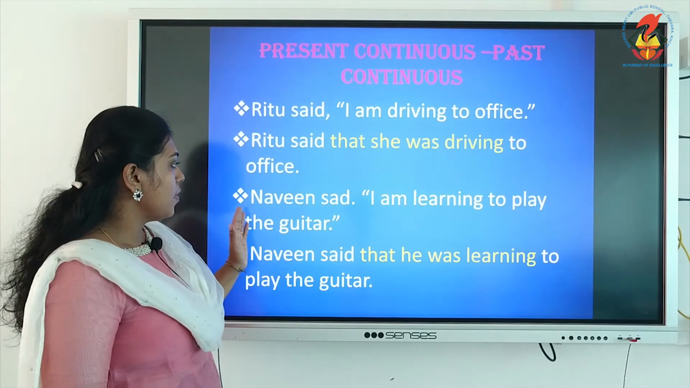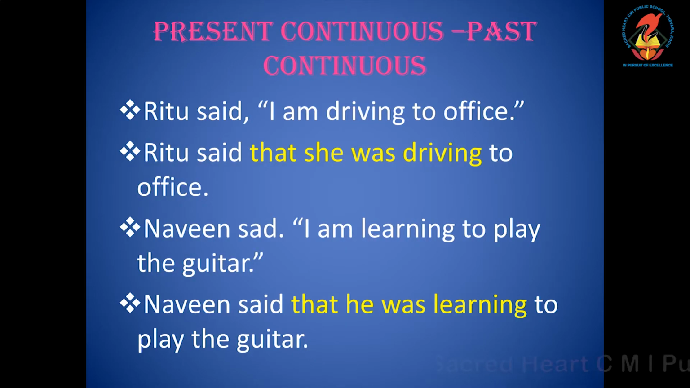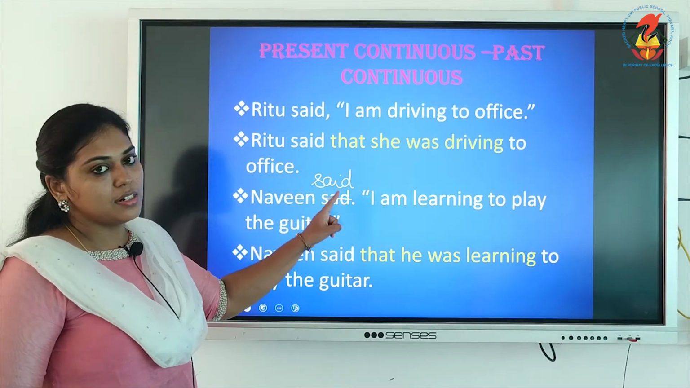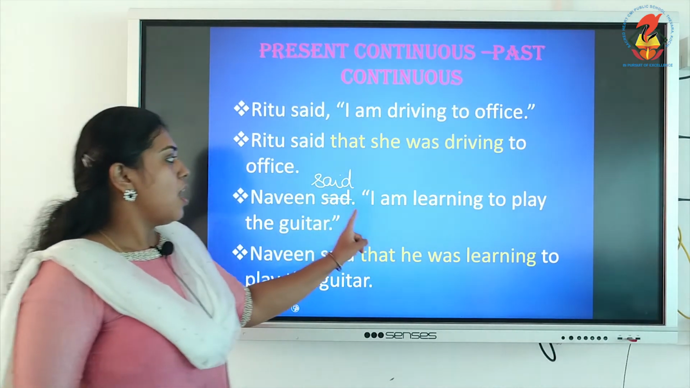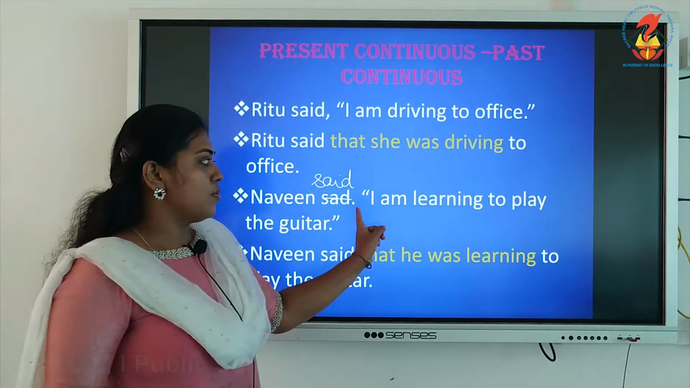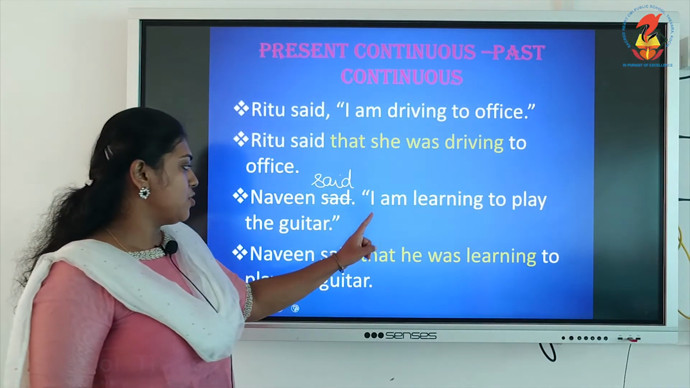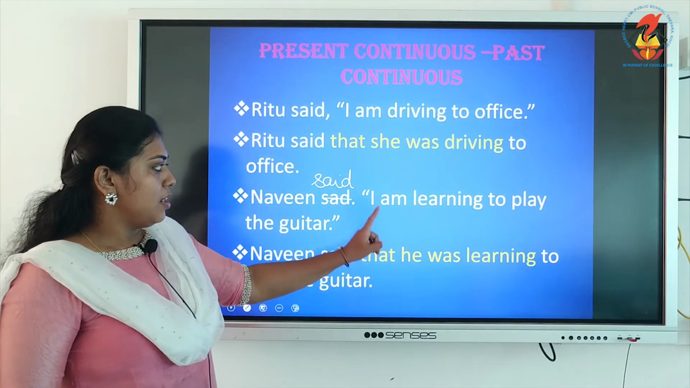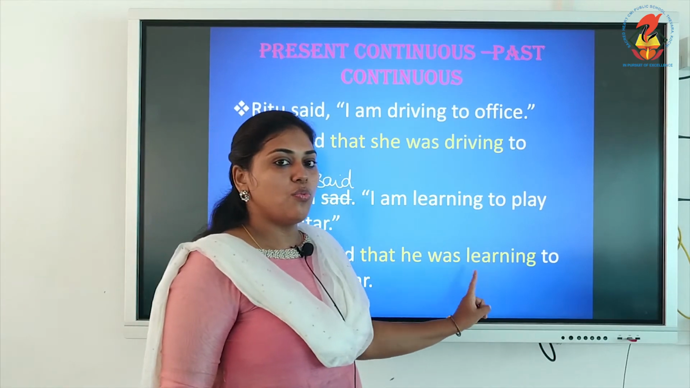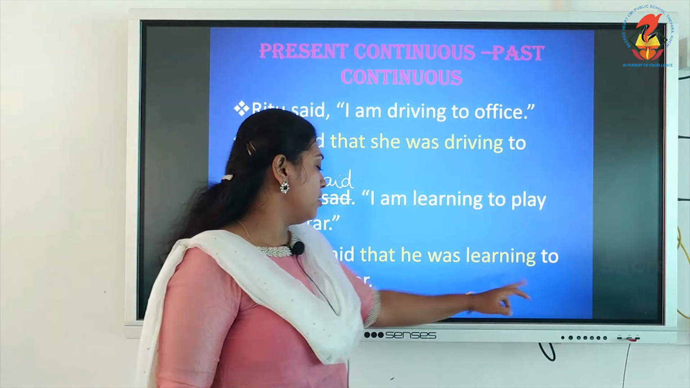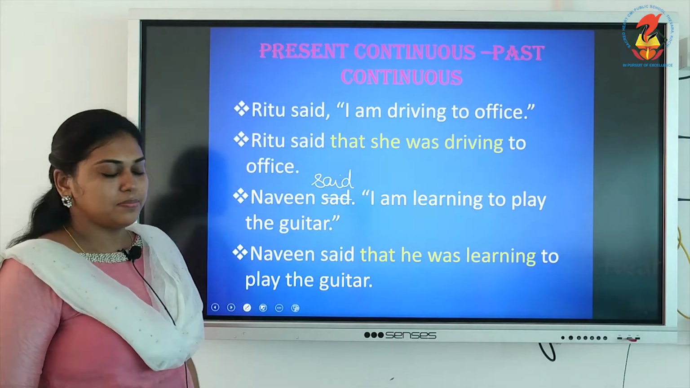Okay. Now the next example, Naveen said, I am learning to play the guitar. So what is the first thing you have to check? Reporting verb. Reporting verb is written in past form, so said. Then I am learning. So am learning is there, so you understand that it is in present continuous tense. So I has been changed to he. Am learning should be changed to was learning. So the sentence would be, Naveen said that he was learning to play the guitar.